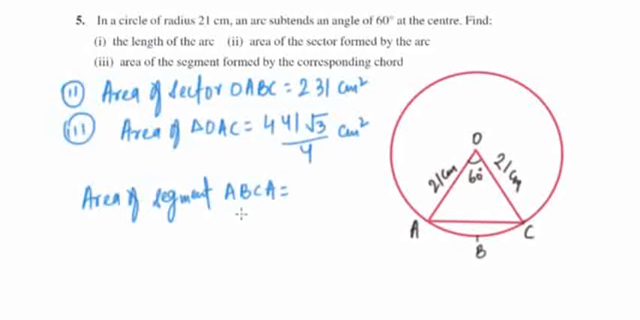Now let's find the area of the segment ABCA. We need to subtract the area of the triangle from the area of the sector OABC. So it will be 231 minus 441 root 3 divided by 4. So that is the area of the segment ABCA.